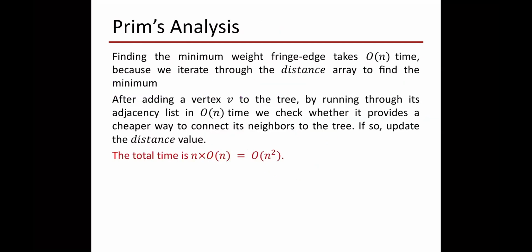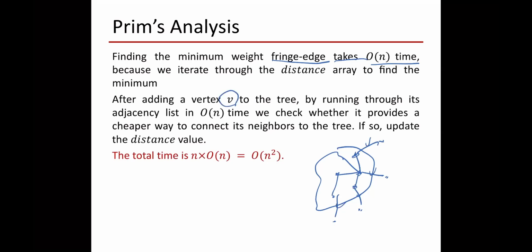Okay, Prim's analysis. Finding the minimum weight fringe edge takes big O of N time. So it's smaller than N, right? I have to check my vertices among the candidates, which takes N time. Because I have numbers in here, then there is a candidate. It is a function of N.